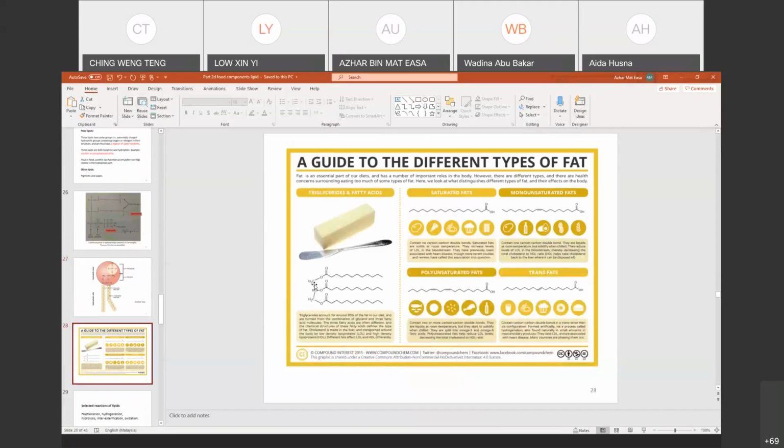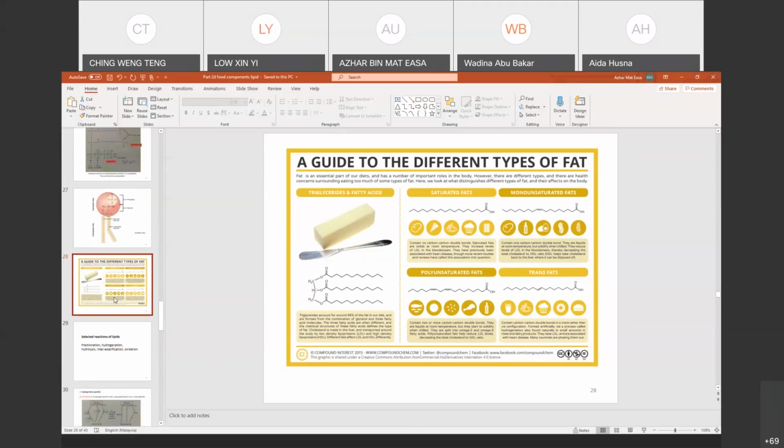You can spend your time to have a look at this guide. This is a very good Compound Interest. You can Google this. You can see their Facebook. They summarize a lot about chemistry. In this case, they summarize about triglyceride and fatty acids. From there you can get what is saturated, monounsaturated, polyunsaturated, and trans. It gives you a quick note.